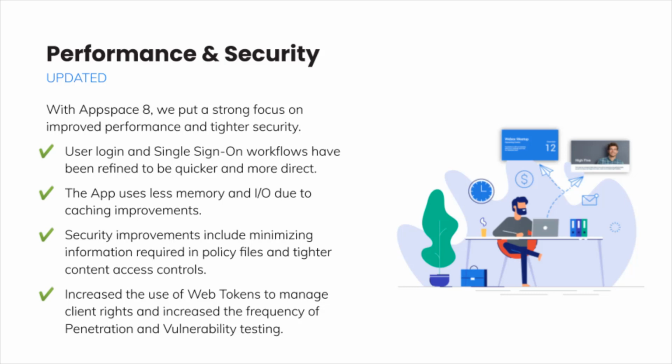From the device or endpoint side, whether it's a progressive web app or a dedicated client, we've released improvements to the Appspace app that communicates with the Appspace server by improving memory usage as well as caching functionalities. We've also reviewed the information required for policy files and improved our content access workflows at the same time that we're incrementing our use of authorized tokens to manage client rights.